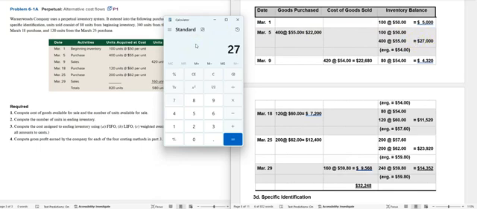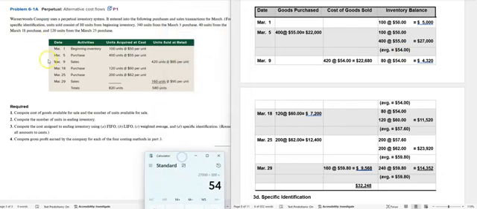So my new inventory cost of $27,000 divided by my new number of units, divide by 500 units. My new average cost of each inventory item on hand is now $54.